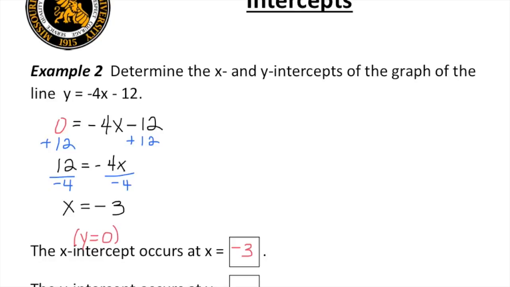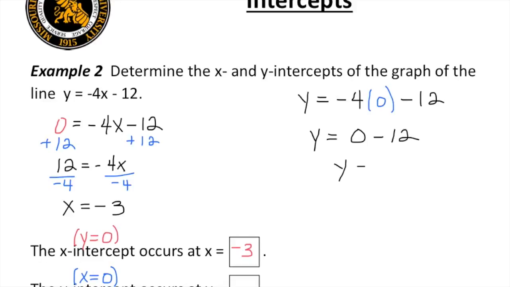Similarly, for the y-intercept, recall that those points occur where x equals 0. Since we're on the y-axis, the x value is 0. So going to our original equation and replacing x with 0, we have y equals 0 minus 12, or y equals negative 12, telling us that our y-intercept occurs where x equals 0 and y equals negative 12.